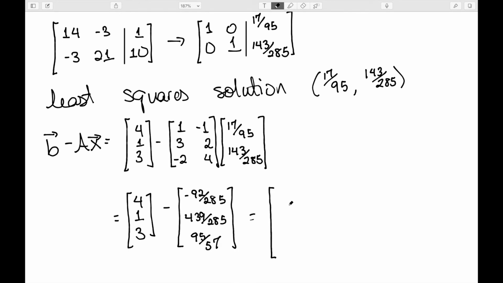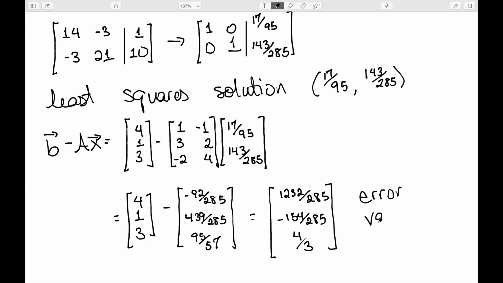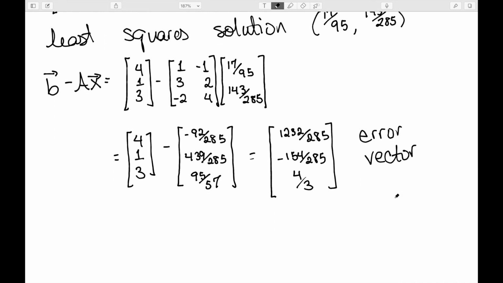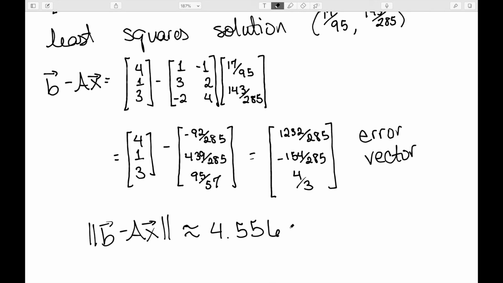And once we do our subtraction, we get 1232 over 285, negative 154 over 285, and 4/3. So this is my least squares error vector. To find the actual error, we need to find the length of this vector, or the norm. And I won't show the steps, but we do get that it is approximately 4.556. So let's look at one more.